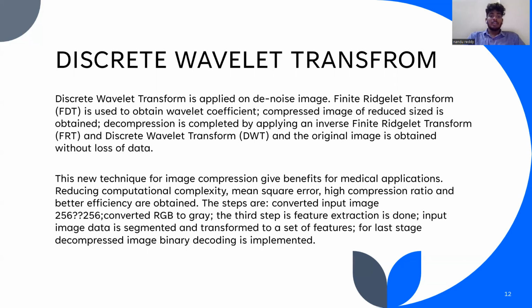The steps are: convert into image, input image 256 by 256, converted from RGB to gray. The third step is feature extraction. The input image data is segmented and transformed to a set of features. For the last stage, decomposed image binary decoding is implemented.